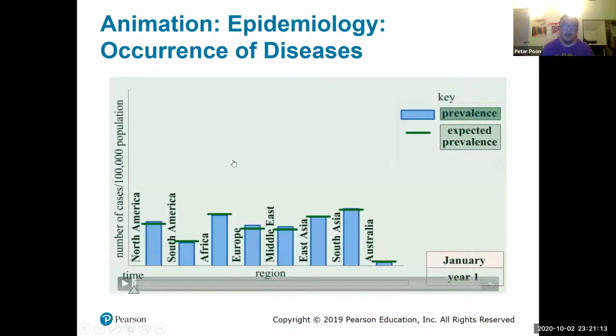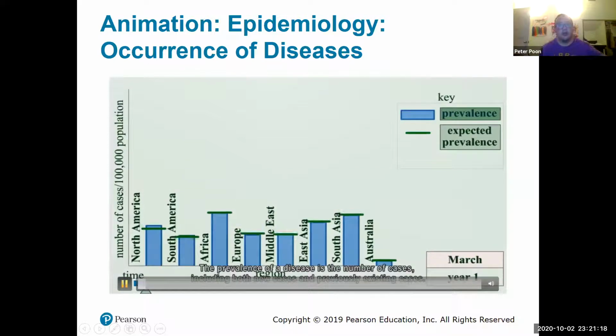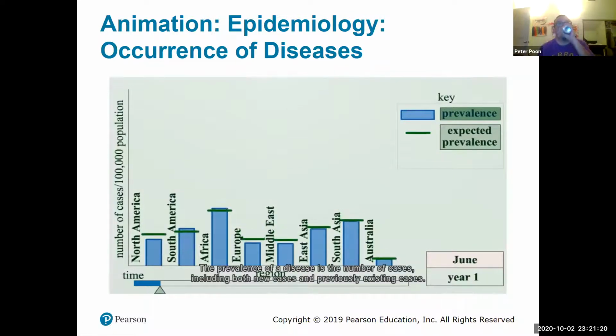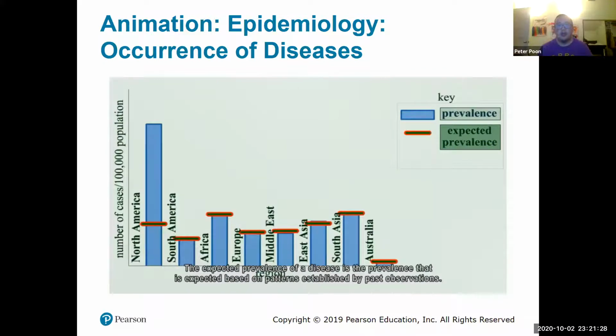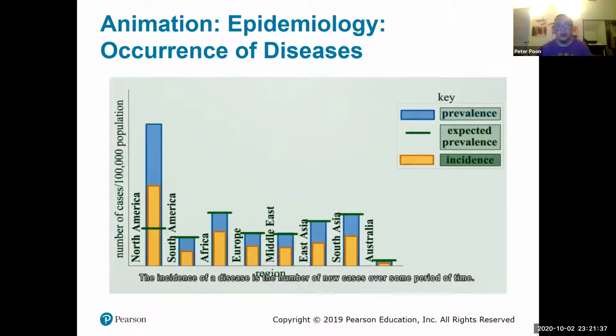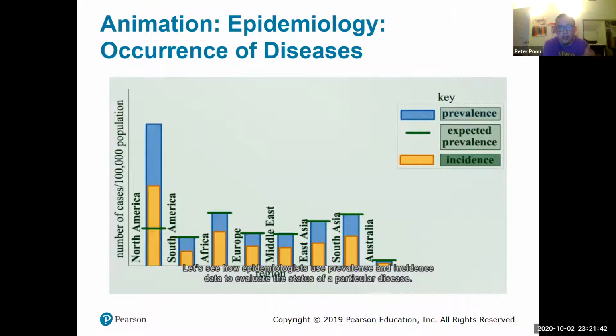So here. The prevalence of a disease is the number of cases, including both new cases and previously existing cases. The expected prevalence of a disease is the prevalence that's expected based on patterns established by past observations. The incidence of a disease is the number of new cases over some period of time. Let's see how epidemiologists use prevalence and incidence data to evaluate the status of a particular disease.